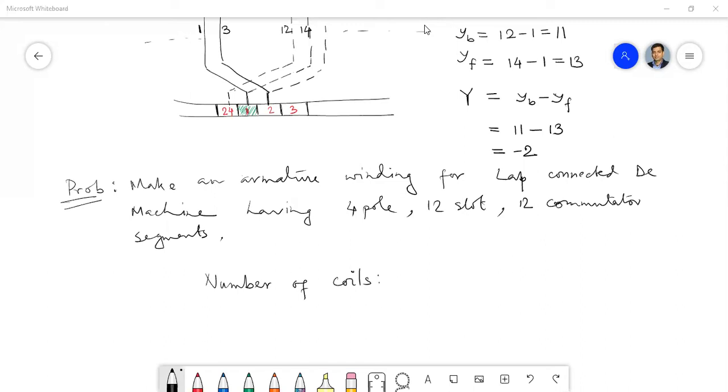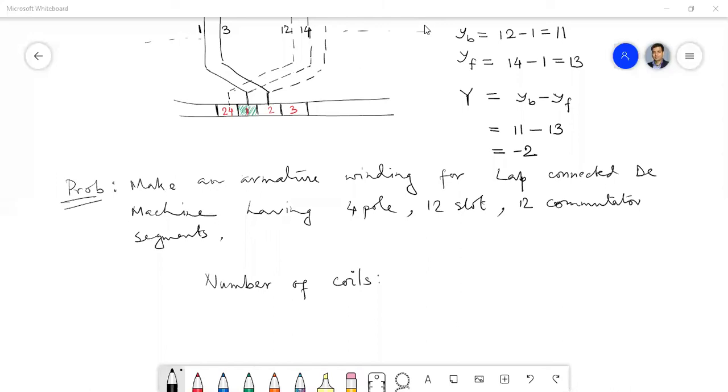So 12 slots, and each slot will have 2 housing, top and bottom. So 2 coil sides you can house in one slot. So that means how many total number of coil sides you can house in total slots? That is 24.